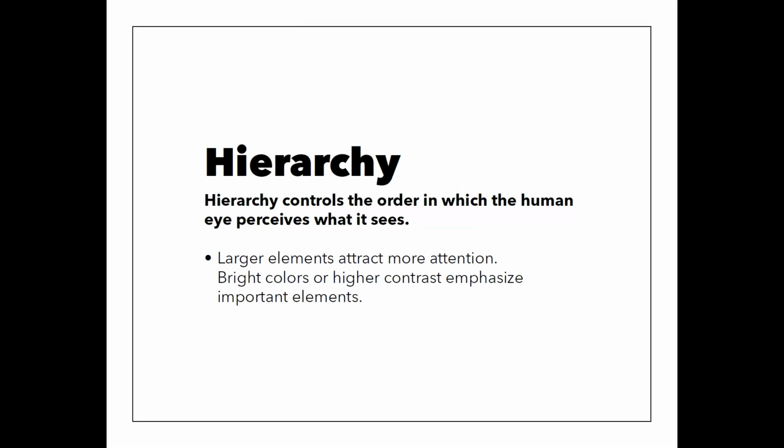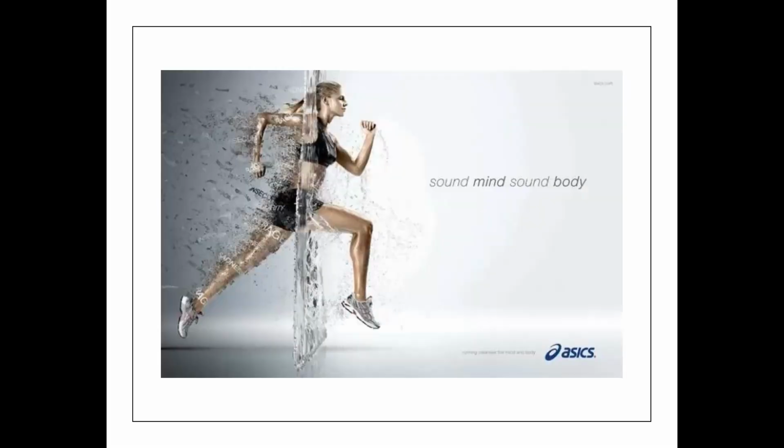Alright, hierarchy. Hierarchy controls the order in which the human eye perceives what it sees. Larger elements attract more attention. Brighter colors or higher contrast emphasize important elements. So hierarchy: what gets seen first? If we look at this ad, the hierarchy here is the woman running through that wall of either liquid or words or whatever. And the way she is directed, running towards something, our eyes are immediately pulled to the right. So that directs our flow.